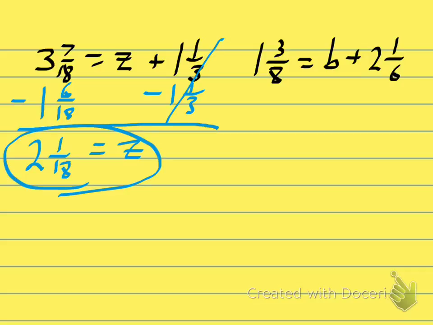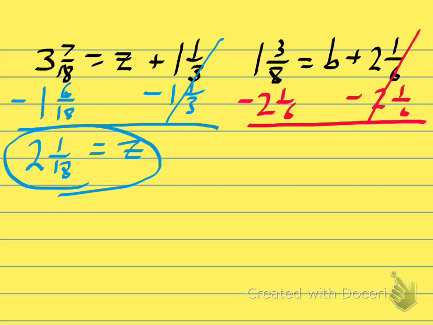Now, this next one's going to be a little trickier. The algebra part's pretty straightforward. Subtract 2 1/6 from both sides. That's where the easy part's going to be done. We put the line underneath. Sure enough, we get a little fruit ninja over here on the right, and we get b equals.